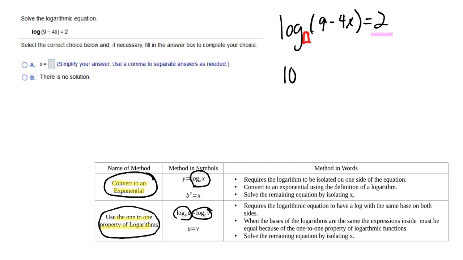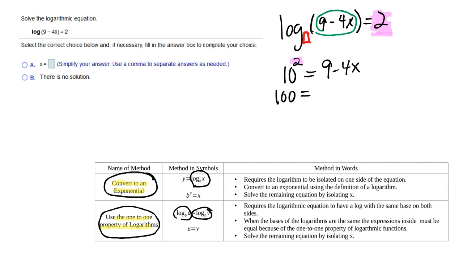The log always equals the exponent. So 2 is going to go into that power. And then this expression is going to equal what's inside the log. So that 9 minus 4x is what 10 to the second power equals. So I've converted this to an exponential. Let's simplify: 10 squared is 100.